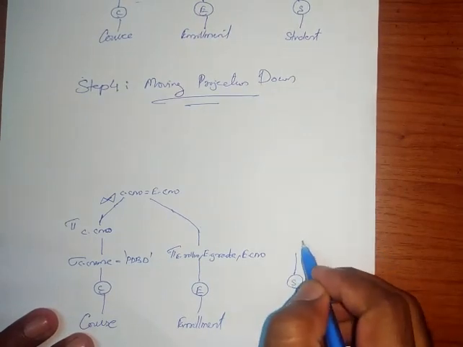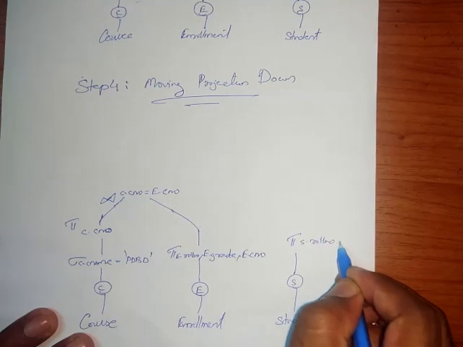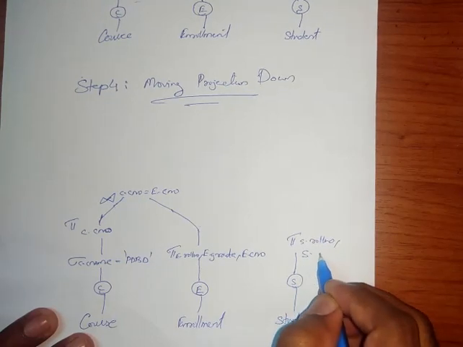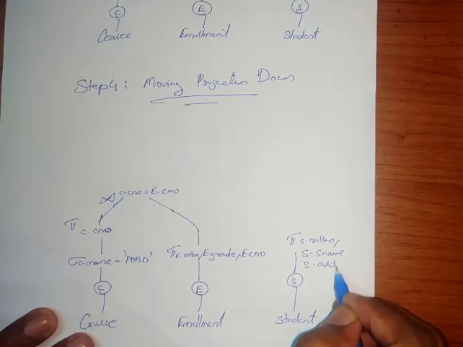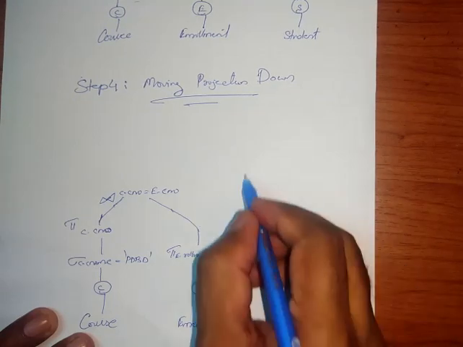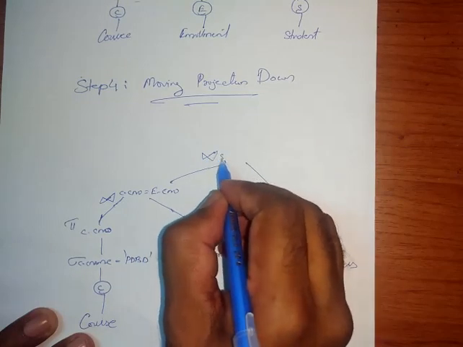So these three attributes are required from the student table. So we have to write S.roll number is required from this table, S.name is required from the table, S.address is required from this table. Then on that result we have to do the previous join operation.